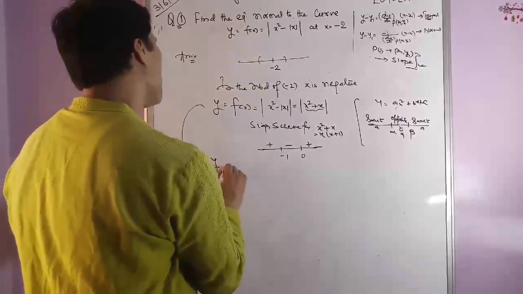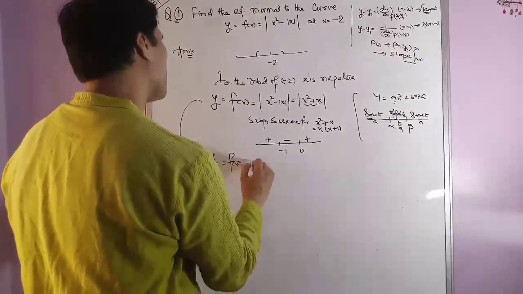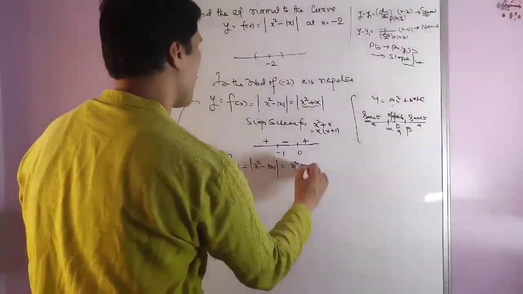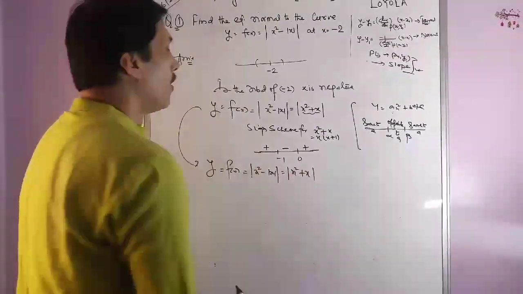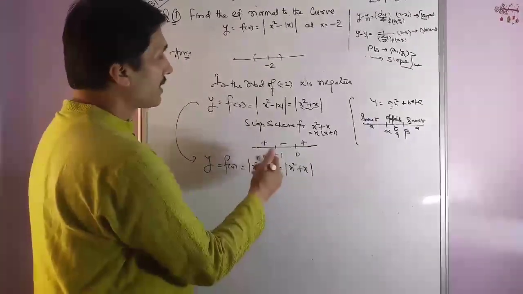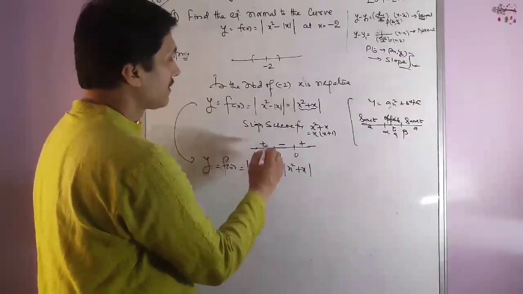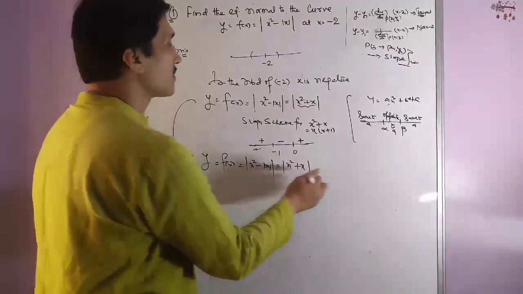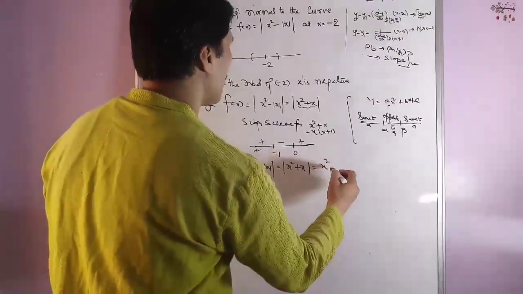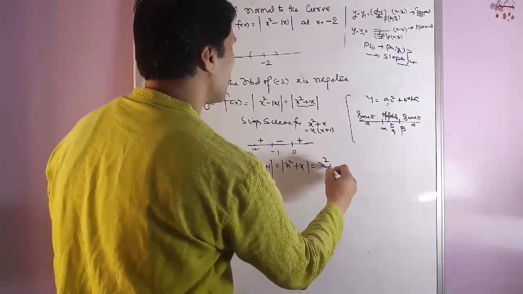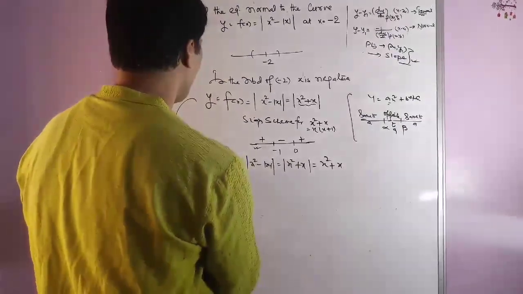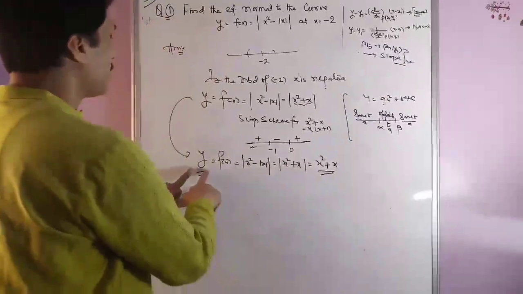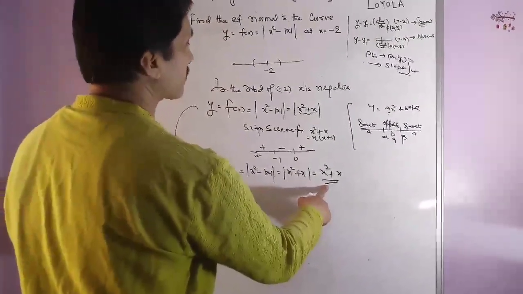So therefore y equal f(x) equal modulus of x square minus mod x is x square plus x. Obviously minus 2 lies in this region, so x square plus x is positive. After removing modulus, this is x square plus x. So finally around minus 2 we have function y equal to x square plus x.